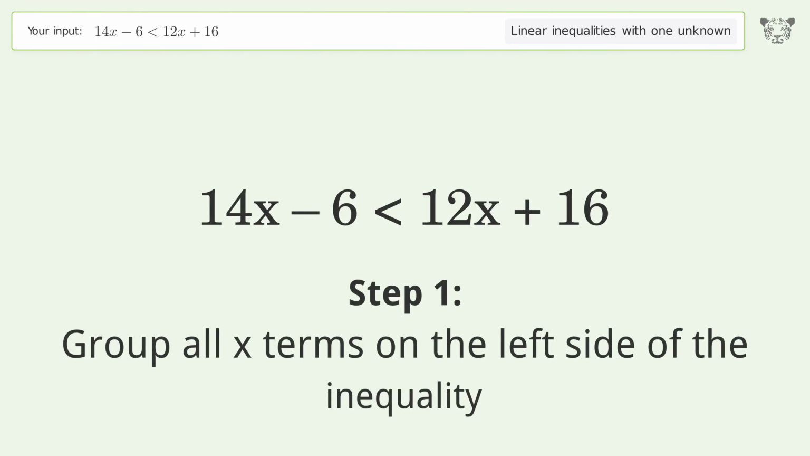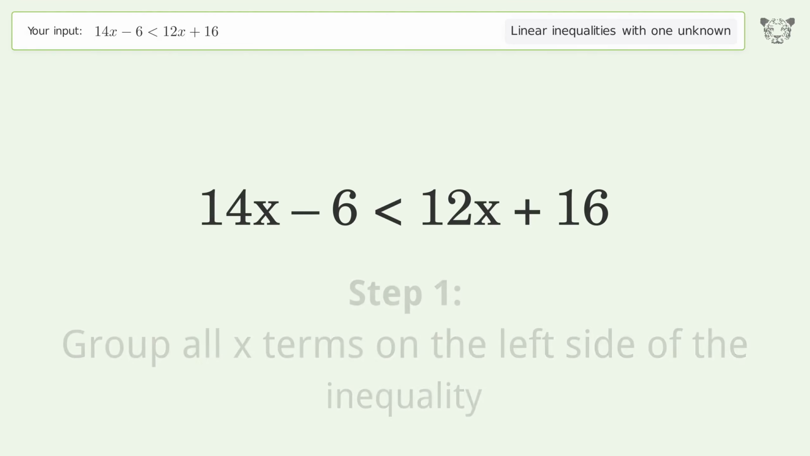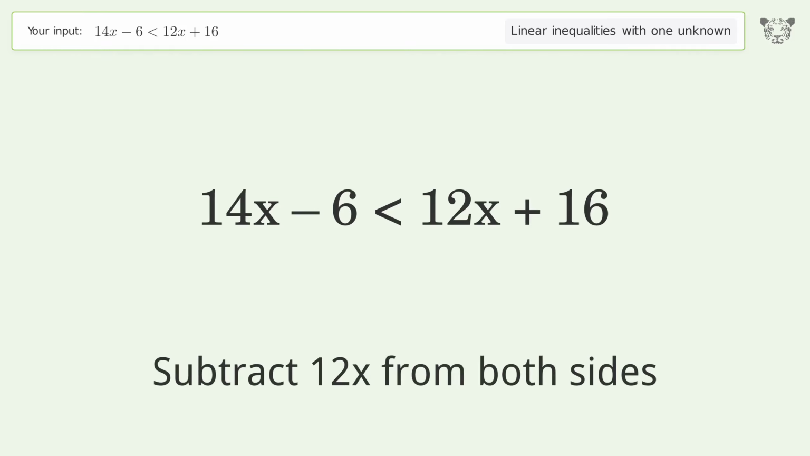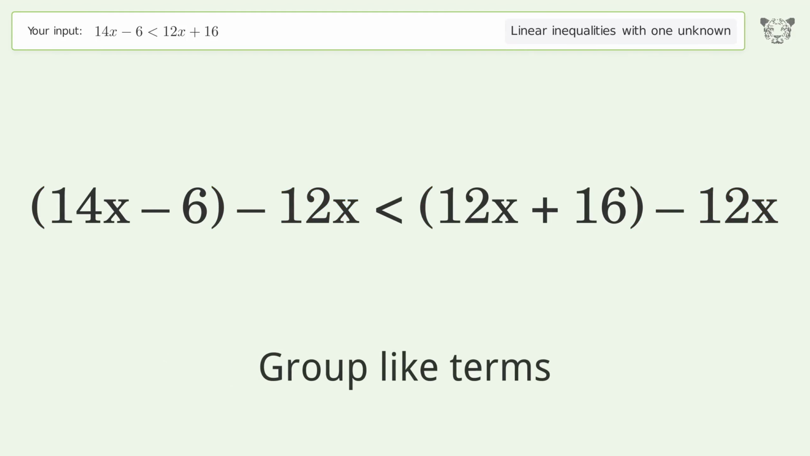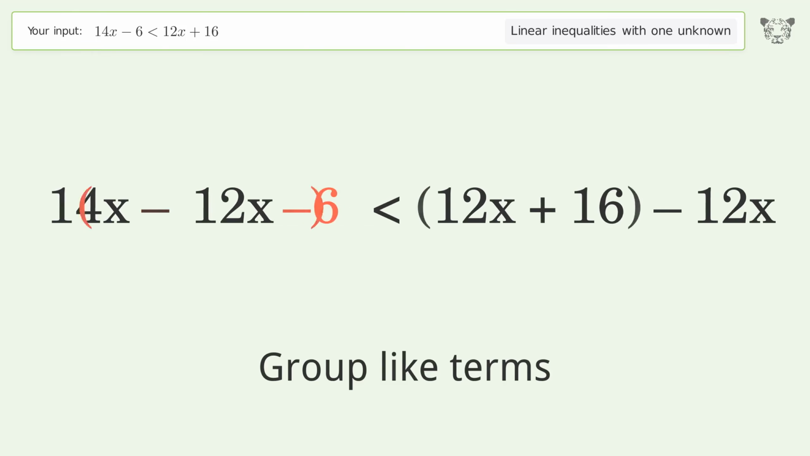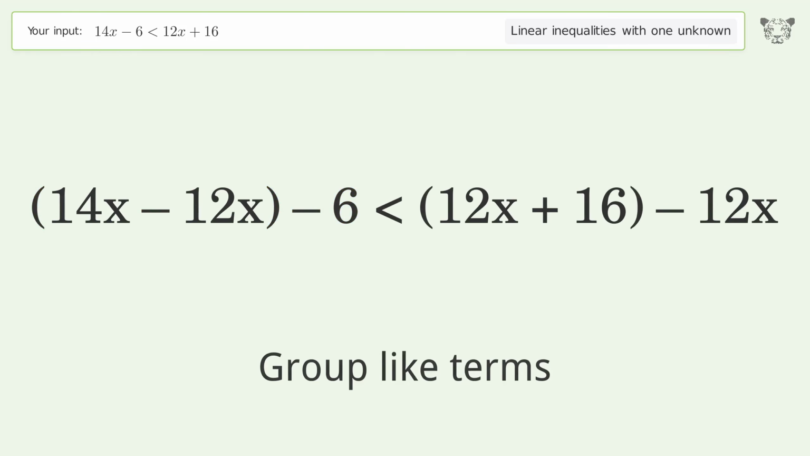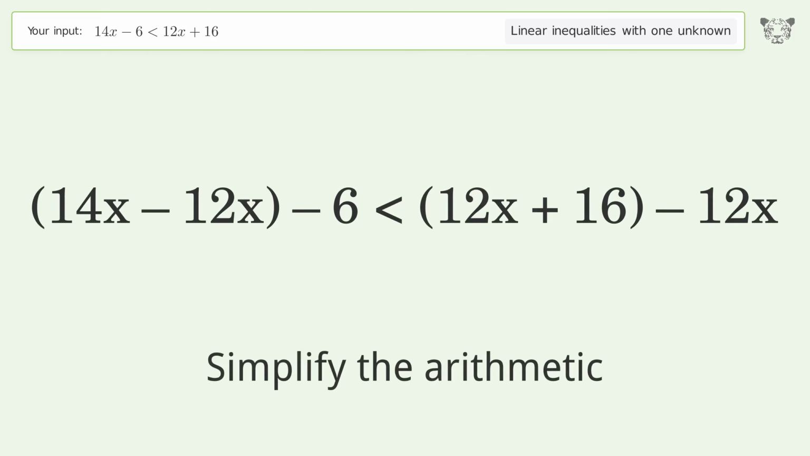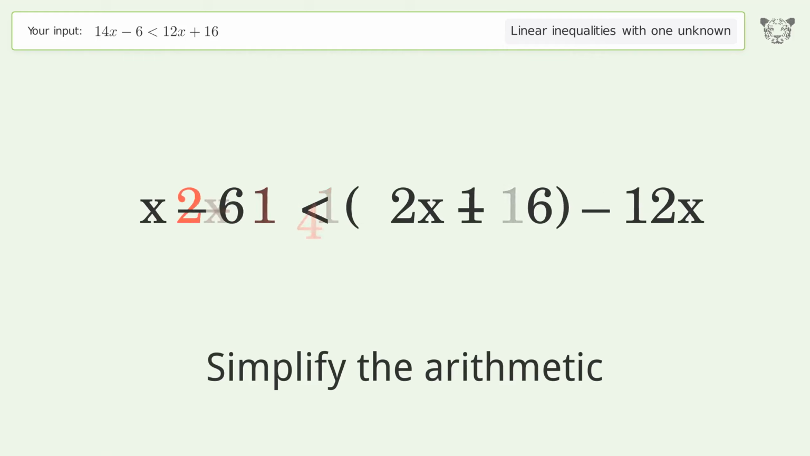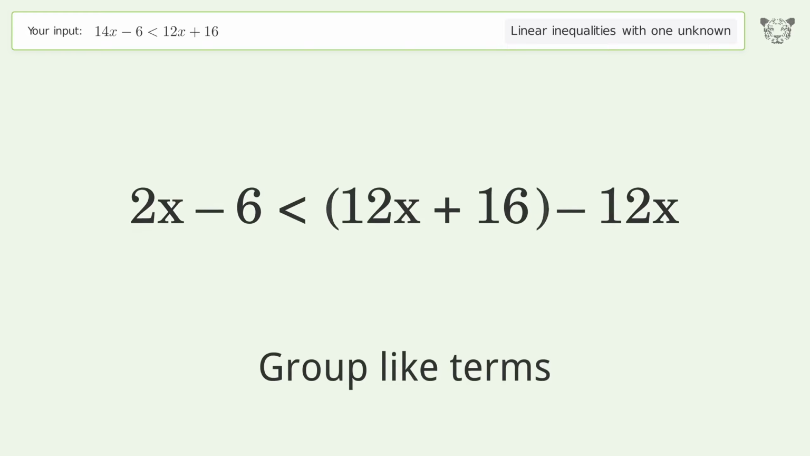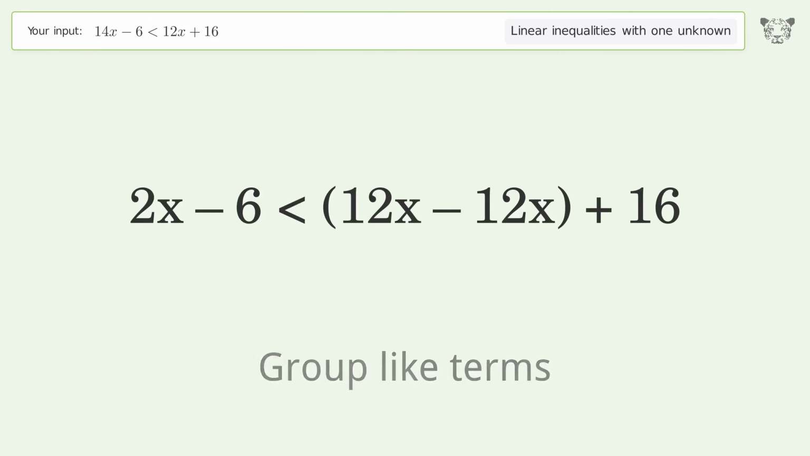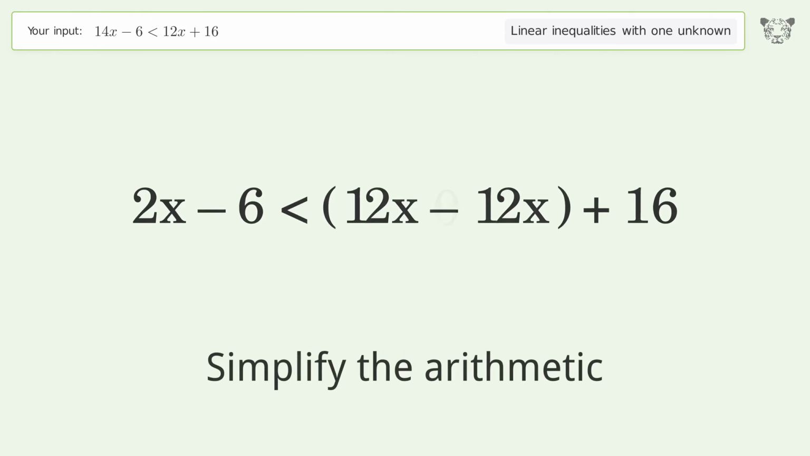Group all x terms on the left side of the inequality. Subtract 12x from both sides. Group like terms. Simplify the arithmetic. Group like terms. Simplify the arithmetic.